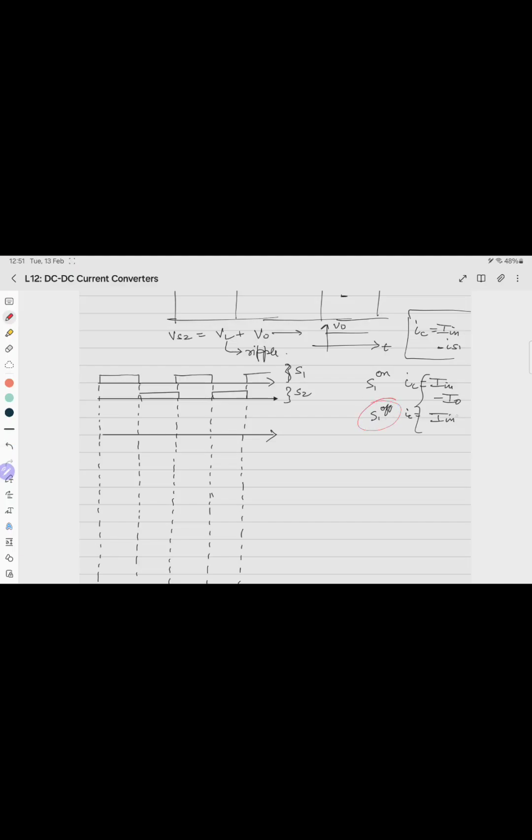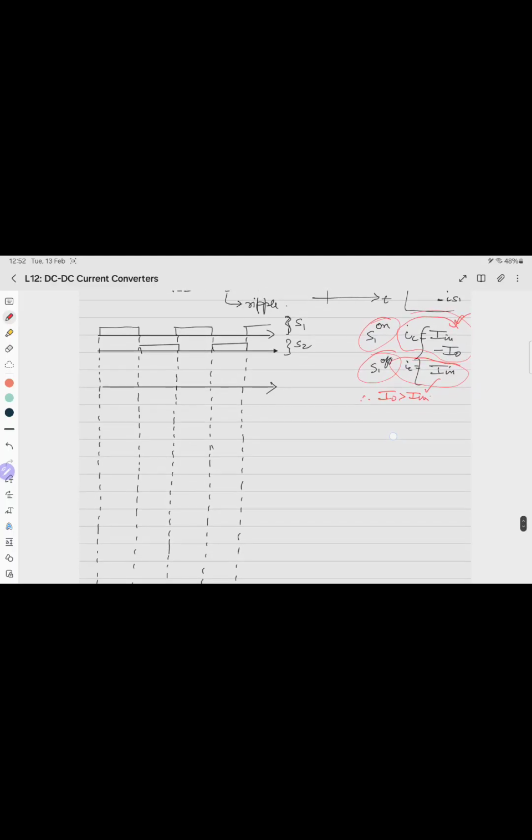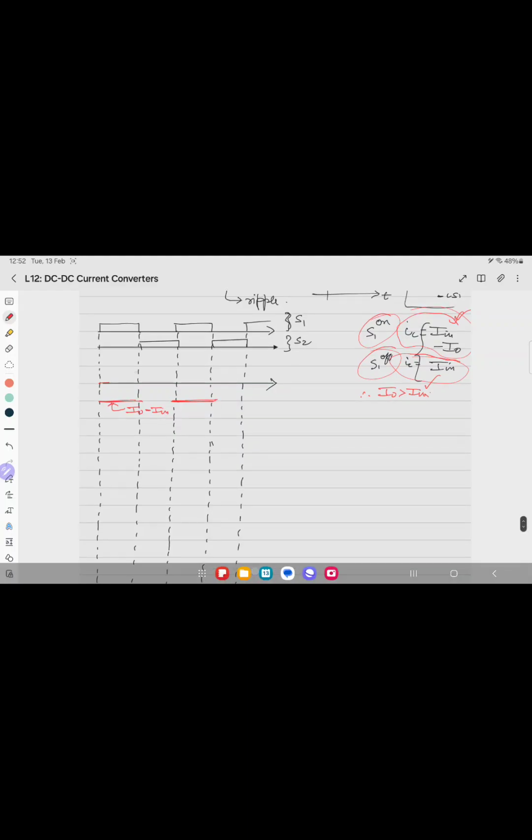So when S1 is off, it is straightforward that IC is plus IN. But when S1 is on, IC is IN minus I0. So if this area is above the 0 axis, then this area has to go below the 0 axis. Therefore, I0 should be greater than IN to make this area negative. This is the assumption. This is I0 minus IN, and for the other case it is IN.